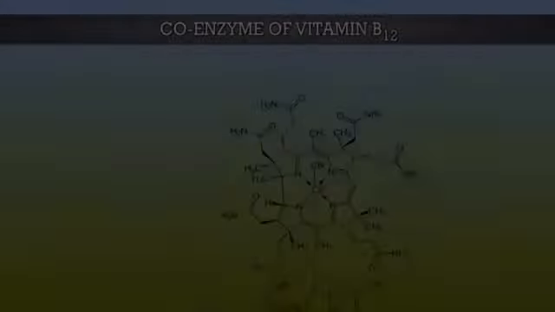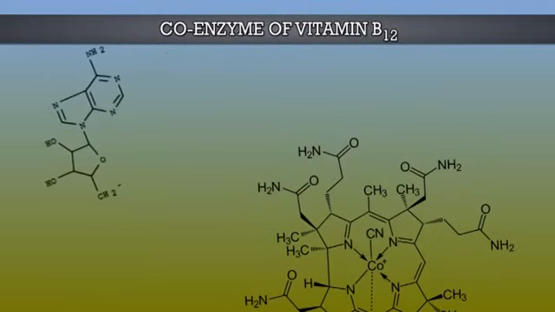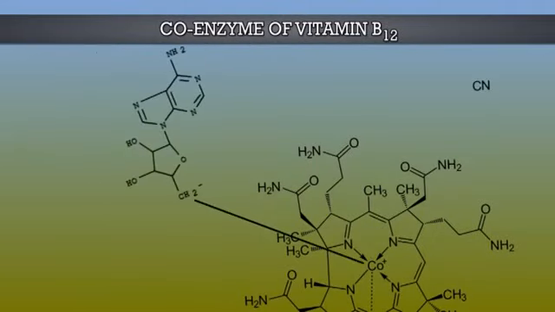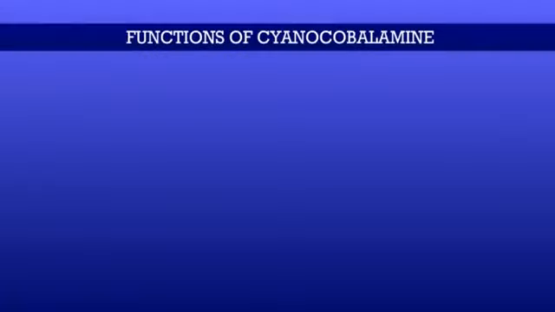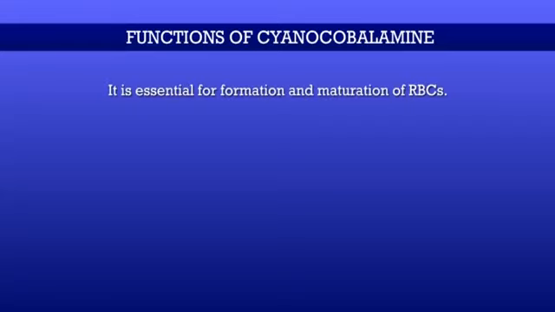In one of the coenzyme forms of this vitamin, the cyanide group is replaced by a 5-deoxyadenosyl group. The important function of this vitamin is that it is essential for formation and maturation of RBCs.